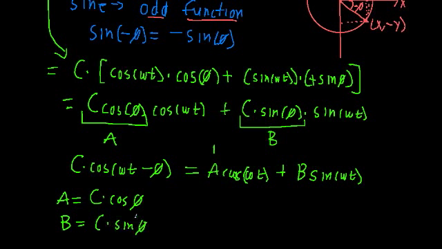Okay, so let's just take a break right here. In the next video, we're going to find out what C and phi are in terms of A and B, and then we're just going to plug them back in here to really hammer in the fact that these two forms are related. So, I will see you in the next video.